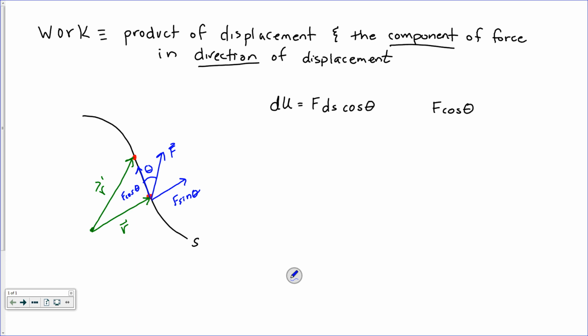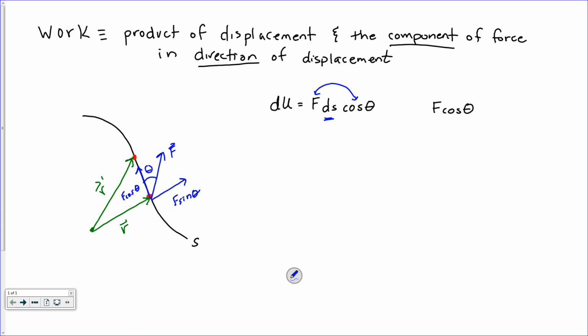Work is defined as the product of displacement and the component of the force in the direction of the displacement. So when I see F cosine theta here, and then I multiply that times ds, then I am guaranteed to determine the amount of work done over that small amount.